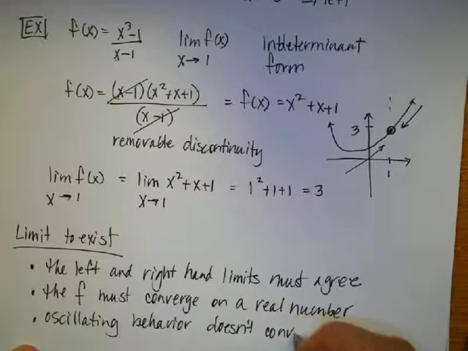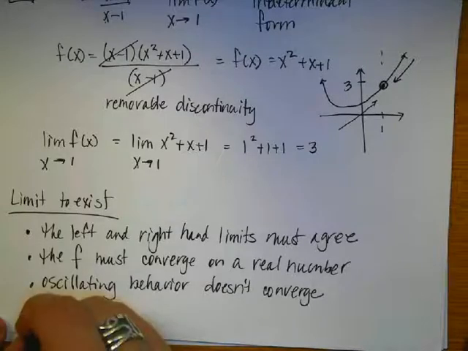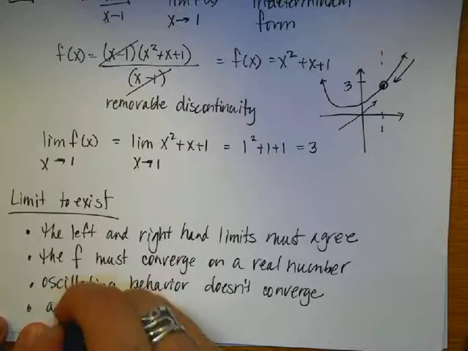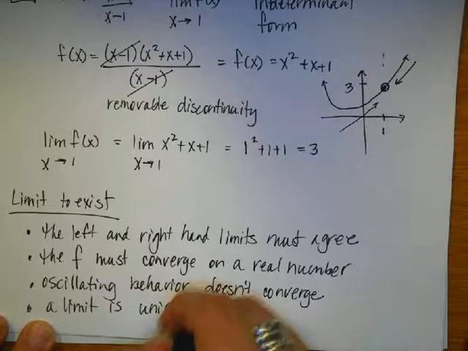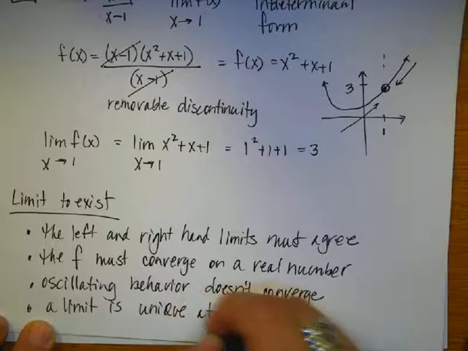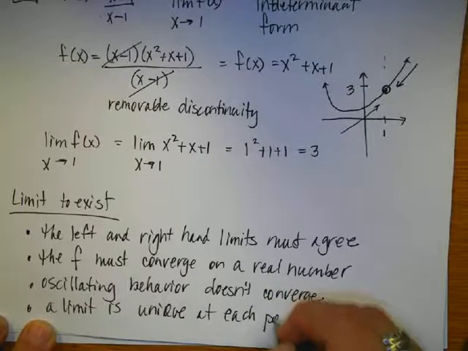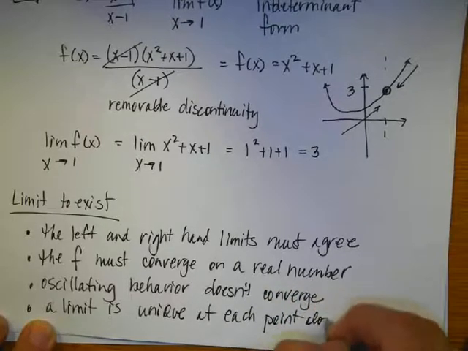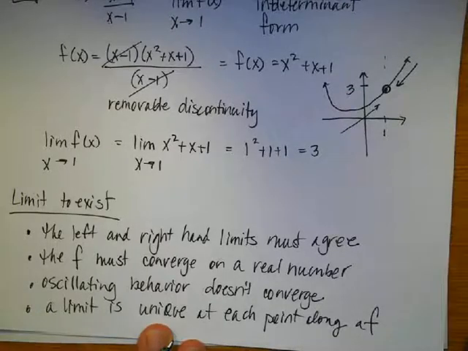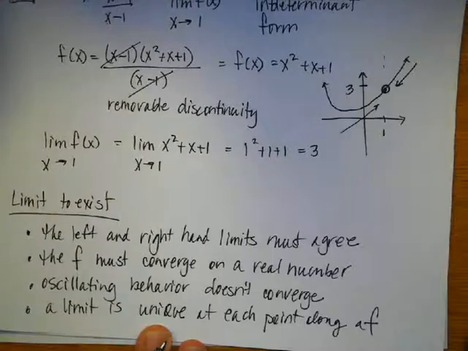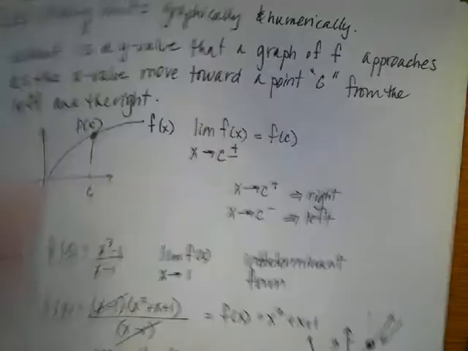And then the last thing to remember is that a limit is unique at each point along a function, or about a function, or whatever makes the grammar a little bit better. So remember that my limits are unique. All right, so just to get us thinking about our limits again, we're going to do an example.